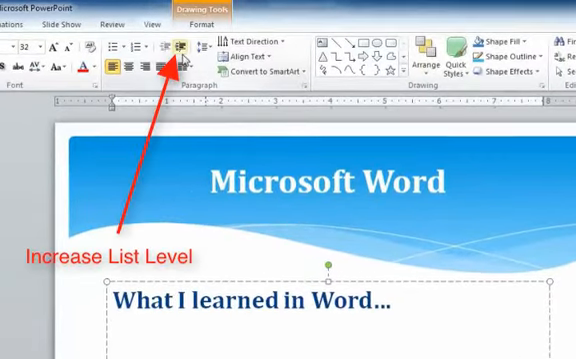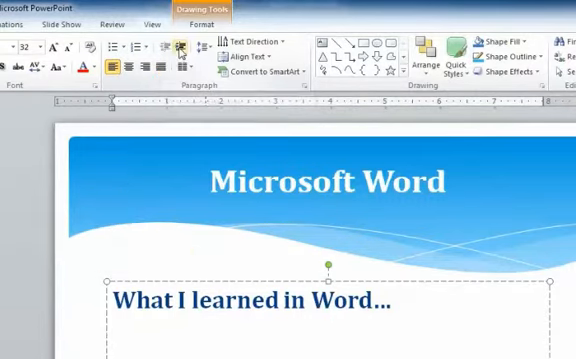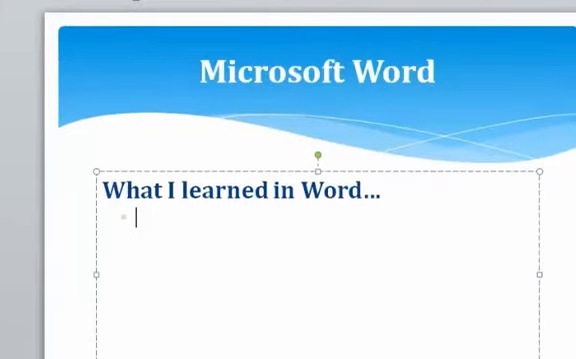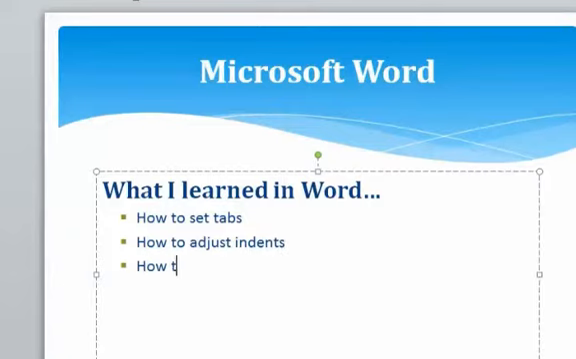Where you do that is up here where all the bullet, numbering, and list icons are. I'm going to go increase list level. And when I increase list level, it's going to give me a bulleted list. And I'm just going to throw a couple things in here. I'll hit pause. Okay, how to set tabs. How to adjust indents. And you could put anything you want here. You don't have to follow this exactly. And I'll put how to create styles.